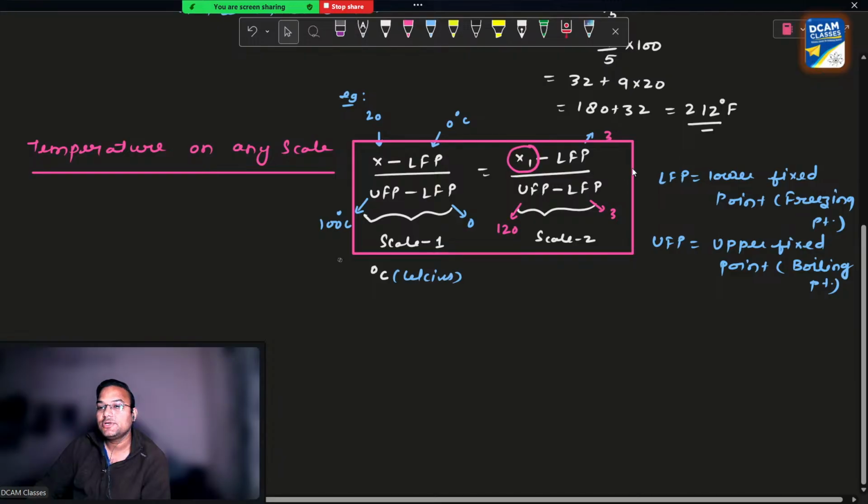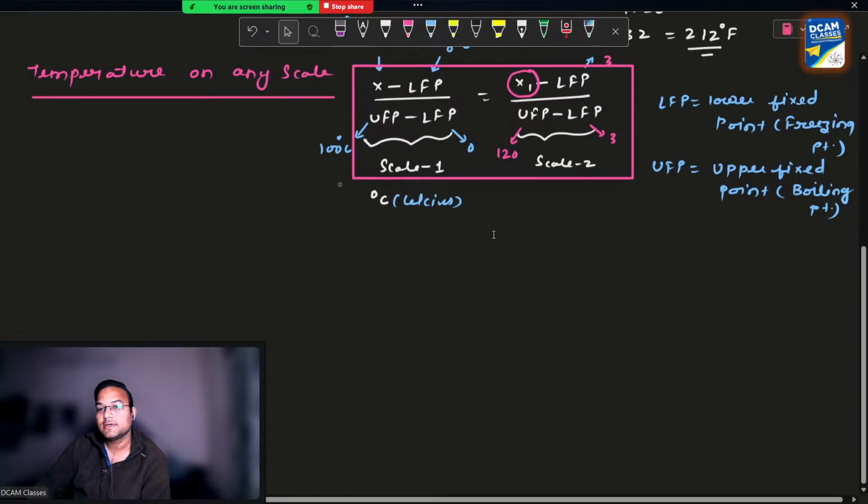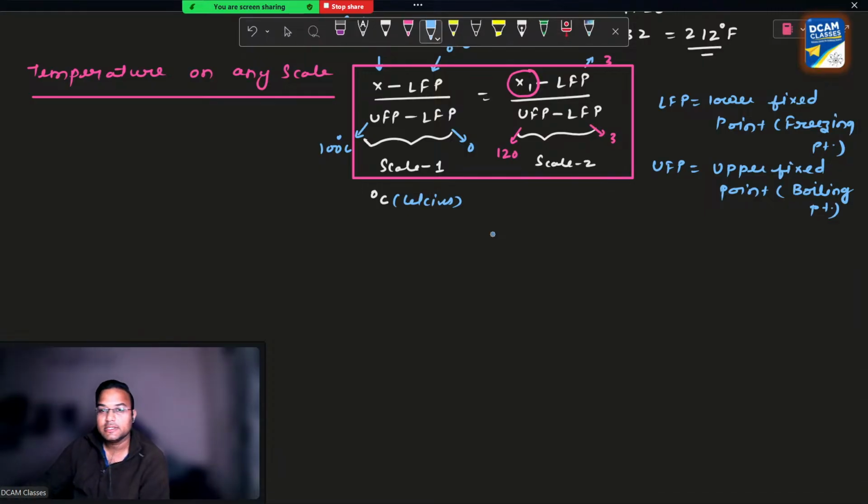Kanishka, did you understand this one? Temperature comparison. Yes, sir. Okay, yes.